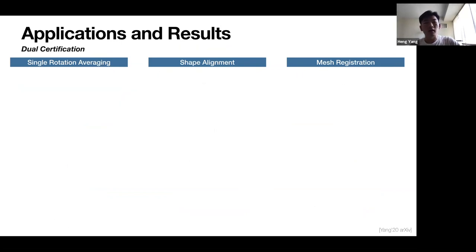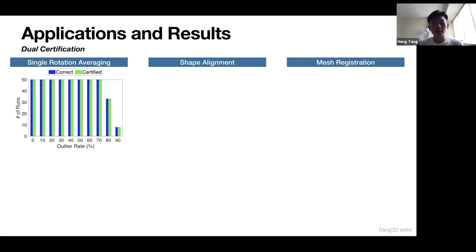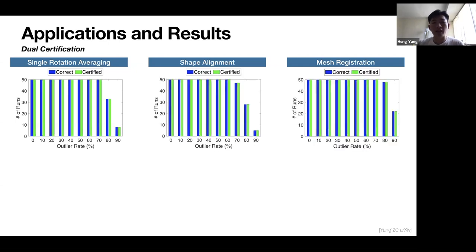And then, how does the dual certification perform in these three problems? Here I'm showing a similar plot as what we showed in the teaser. I'm plotting the number of successful runs and the number of certified runs with respect to increasing outlier rates. All the runs are performed using GNC. And you see that the dual certification was able to certify all correct solutions and reject all wrong solutions. Similarly, we have similar results for shape alignment and mesh registration.